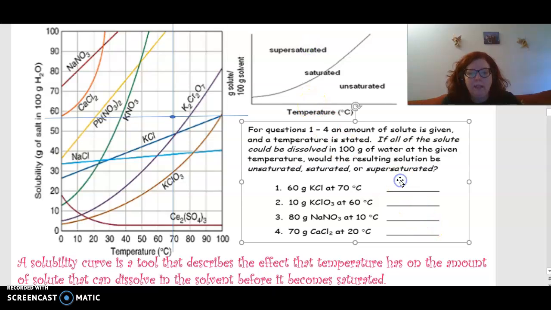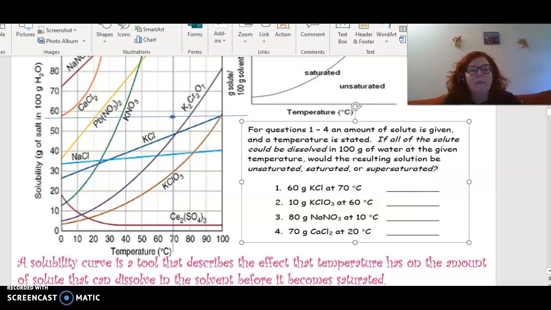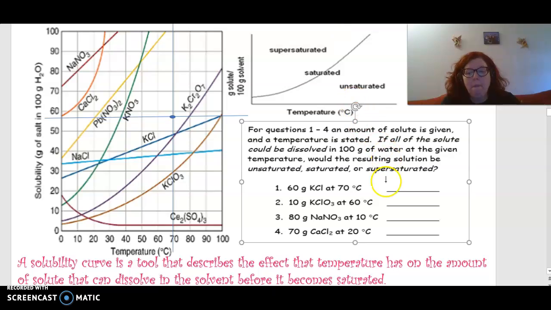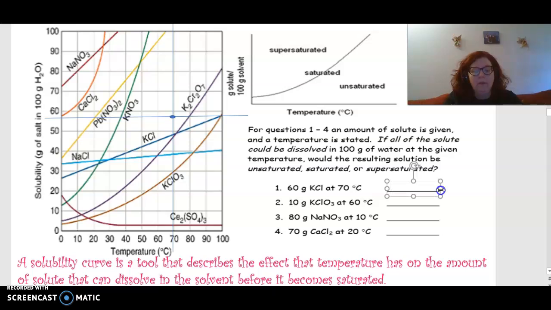In the case of KCl, it is above the line, right? I see above the line, which means what? You went over. Supersaturated. Bam. All right, do 2, 3, 4.